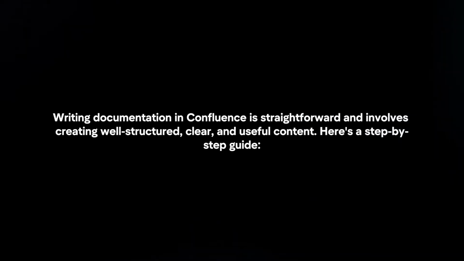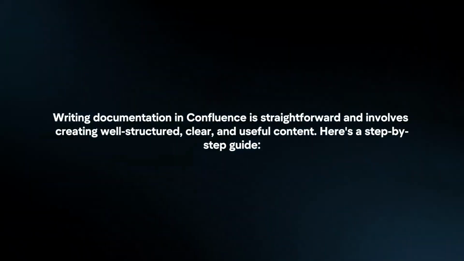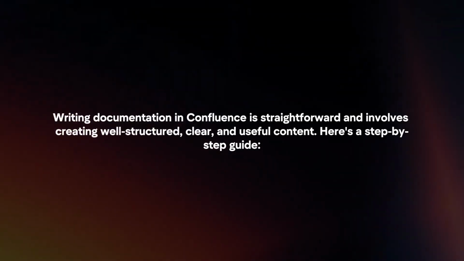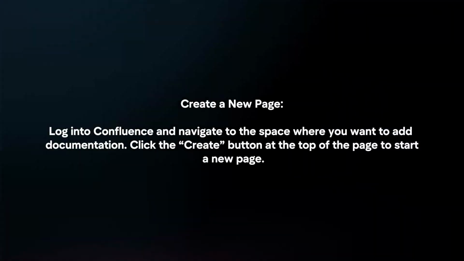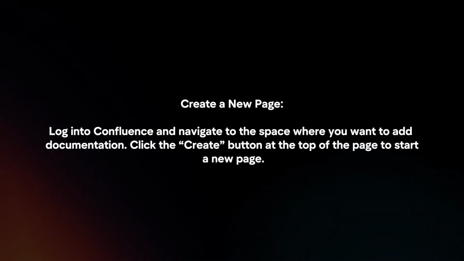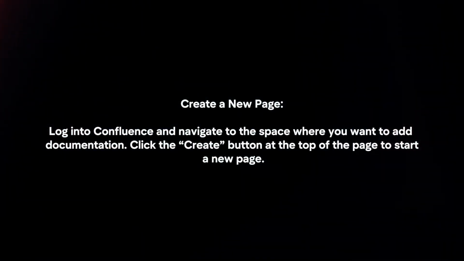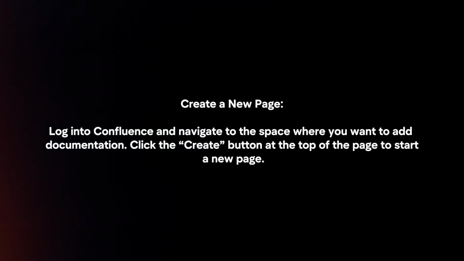Writing documentation in Confluence is straightforward and involves creating well-structured, clear, and useful content. Here's a step-by-step guide. Create a new page. Log into Confluence and navigate to the space where you want to add documentation. Click the Create button at the top of the page to start a new page.